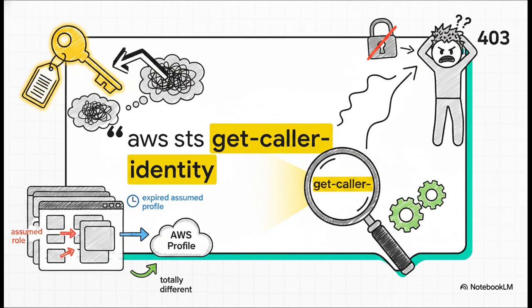Honestly, so much of the time, developers are tearing their hair out over policies only to realize their terminal is secretly using a totally different AWS profile, or maybe an expired assumed role. This one command resolves that identity confusion instantly. It's a real game changer.